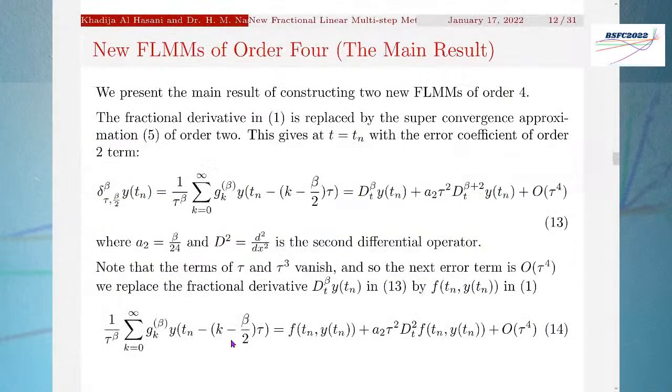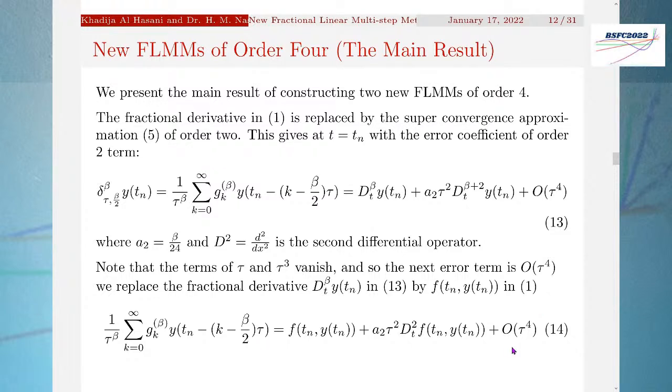So we present the main result of constructing two new fractional linear multi-step methods of order 4. The fractional derivative in (1) is replaced by the superconvergence approximation in (5) of order 2. And this gives, at t equal to t_n, an error with coefficients of order 2 terms, as we can see here in this formula. The terms t and t cubed vanish with this choice, and the next error term will be of order 4. So we replace the fractional derivative in (13) by the fractional initial value problem (1), and we got this equation.